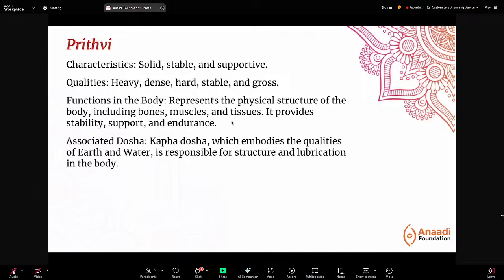Gomati ji has beautifully mentioned in the chat box. It's a very detailed view of the bhutas.